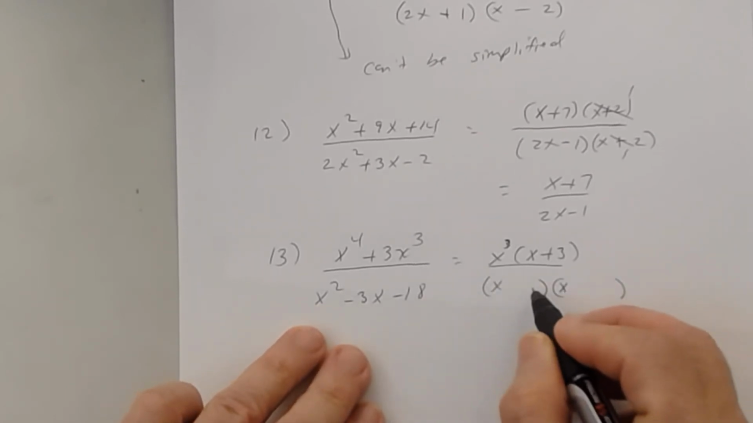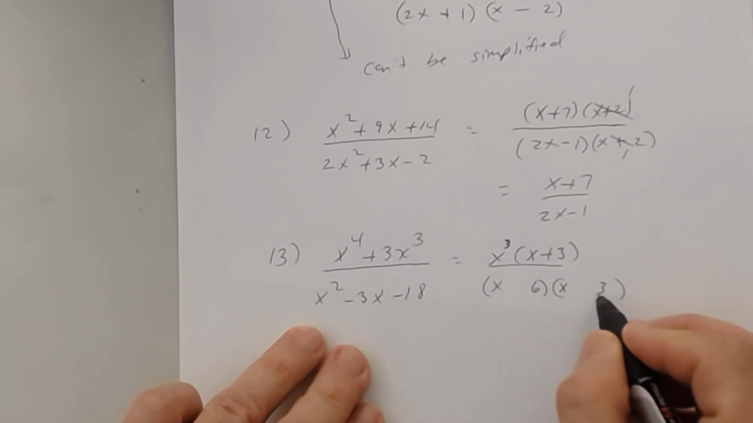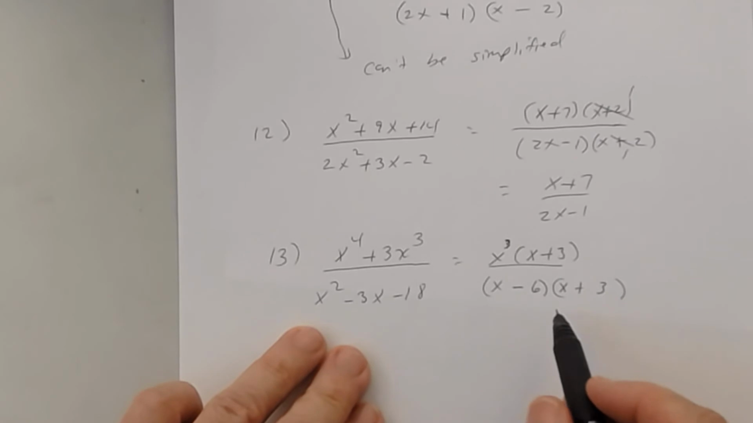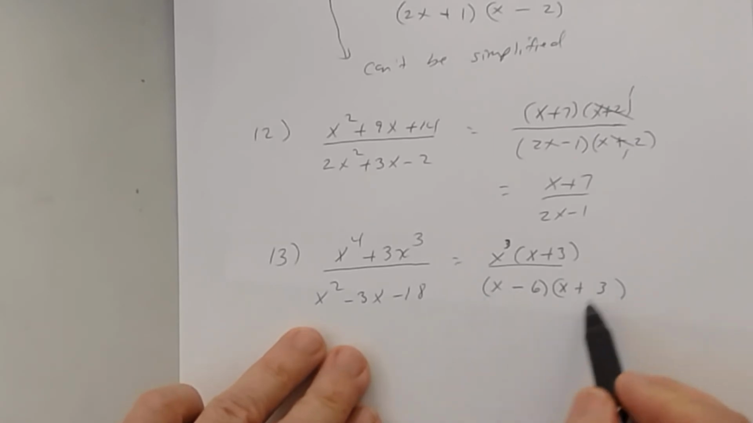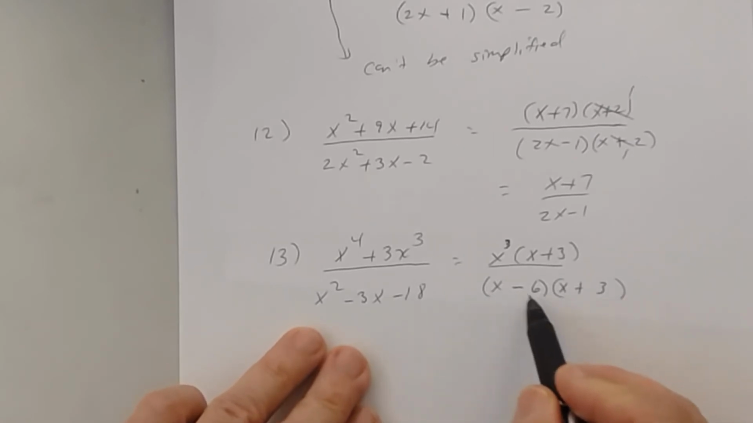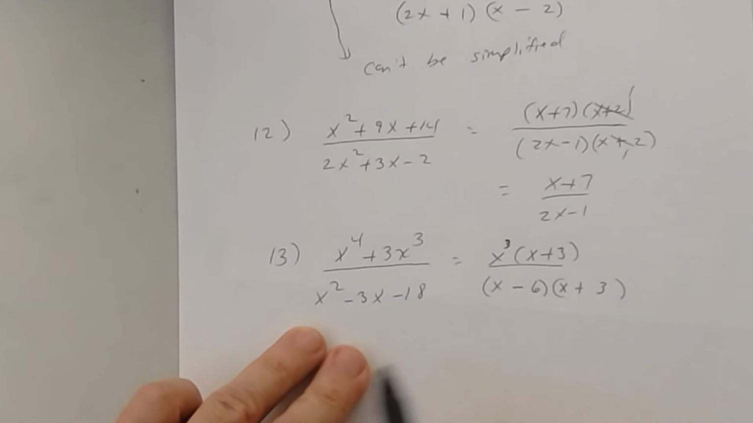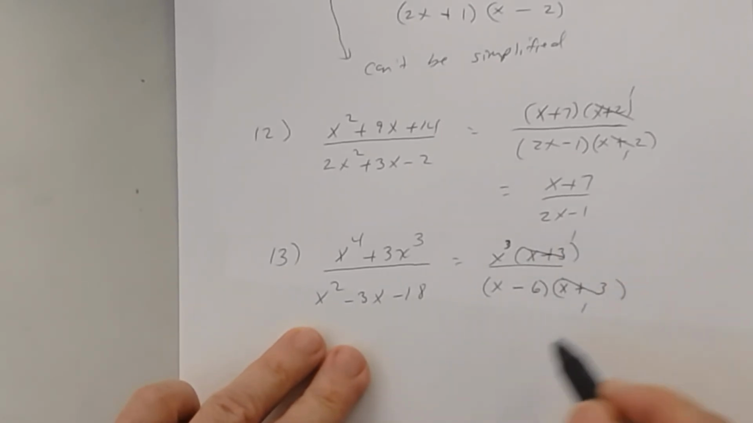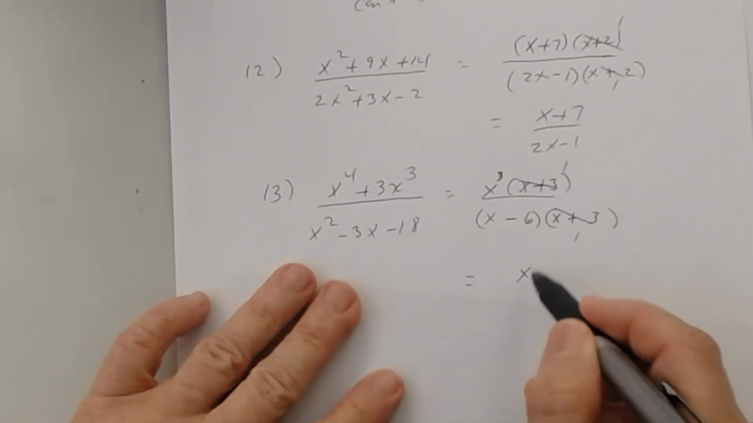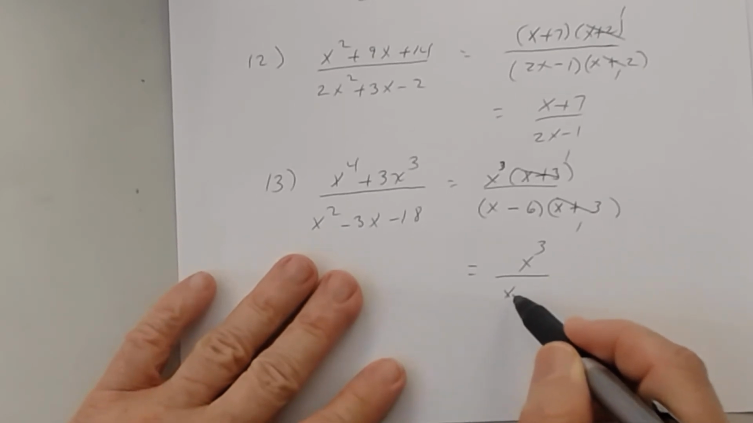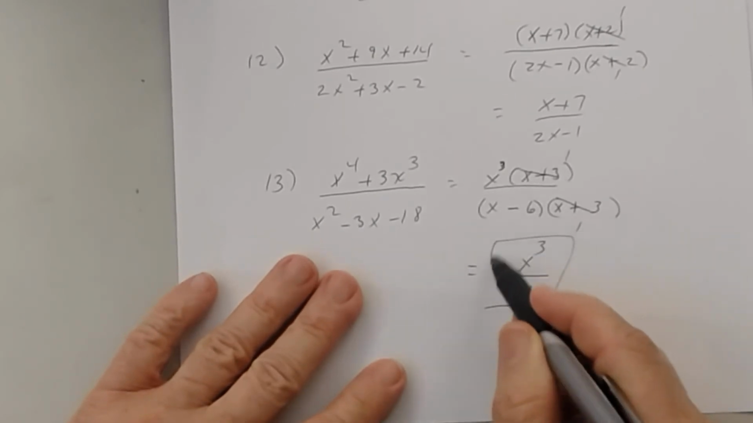And what's going to work will be a 6 and a 3, and the 6 has to be negative, and the 3 is going to be positive. And always check: the outer is 3x, the inner is a negative 6x. When I add them up, I do get negative 3x. Can I reduce anything? Yes, the x plus 3's. And so I get the answer to be x cubed divided by x minus 6.